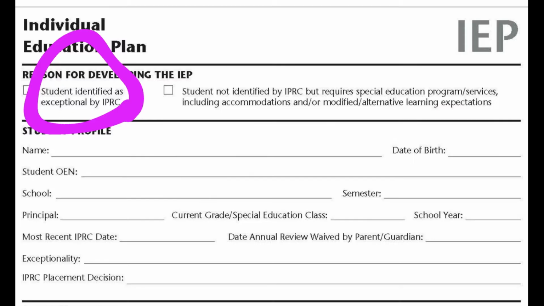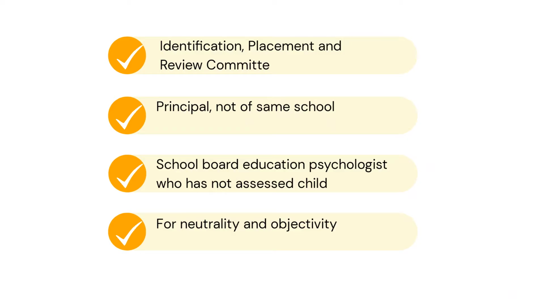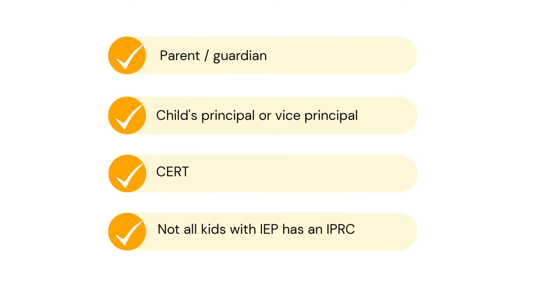The first thing we're going to look at is the student identified as exceptional by IPRC. The IPRC, Identification, Placement, and Review Committee, is a central committee made up of the principal, not of the child's school, a school board educational psychologist who has never assessed the child before, and a school board special education coordinator. The committee usually meets at a school other than the student's own school, and the invitees are usually the parent or guardian, the student if the child is of age, an advocate if needed, the student's own principal or vice principal, and usually the CERT at the student's school.